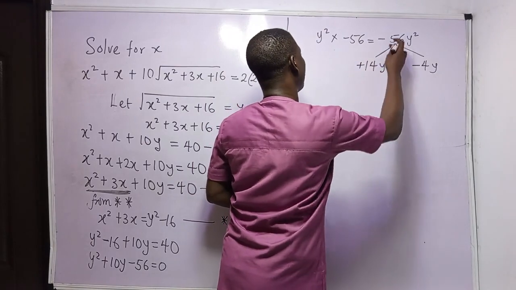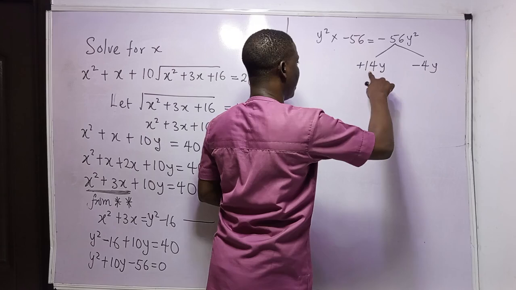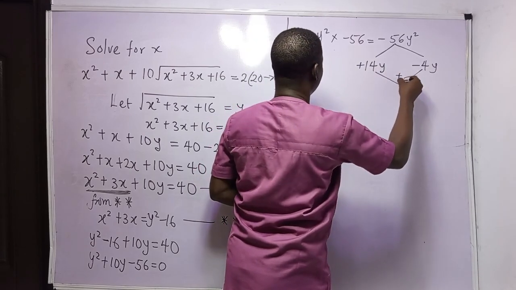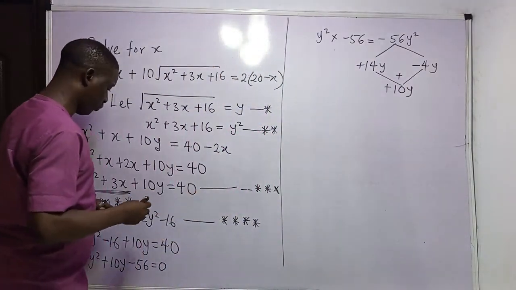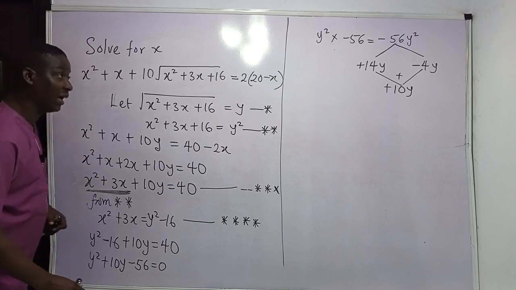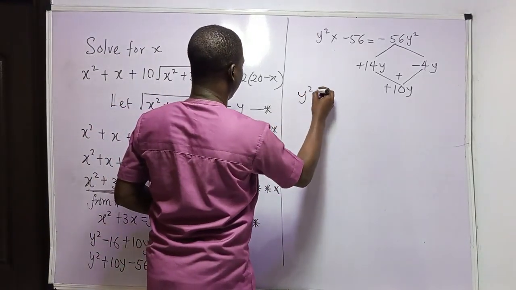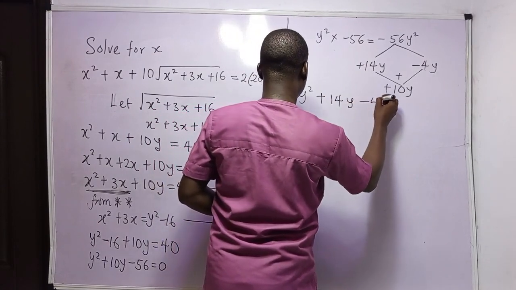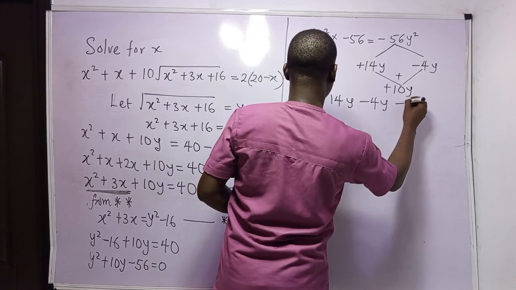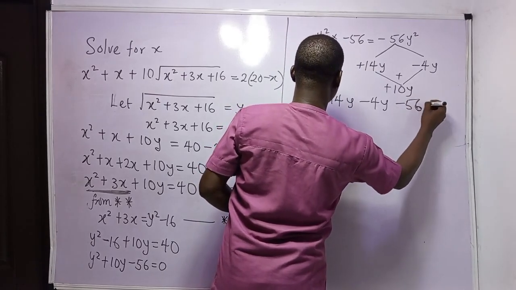Minus times plus is what? Minus. Or if you now add it together, you are going to have what? 10y plus 10y. So that value is suitable. So I will replace this 10y with that. That will give me what? y squared plus 14y minus 4y minus 56 equal to what?